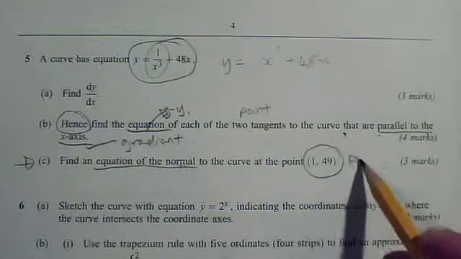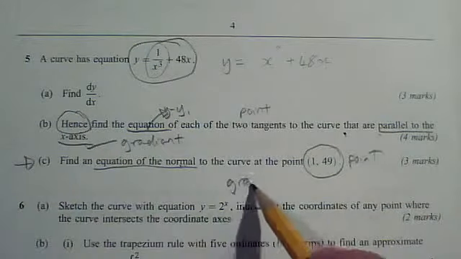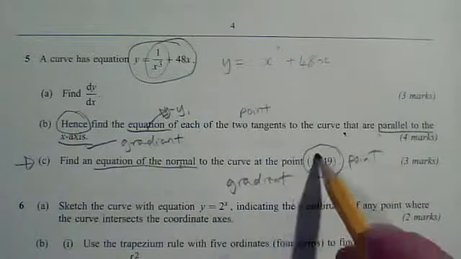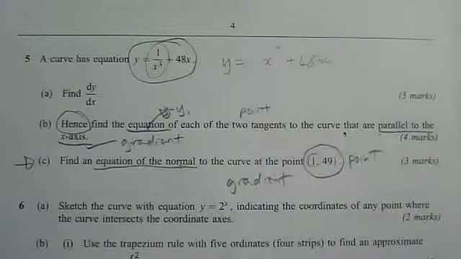So you've got a point, you've got a gradient, which is dy by dx for this x value, adjusted to make it into the gradient of the normal.